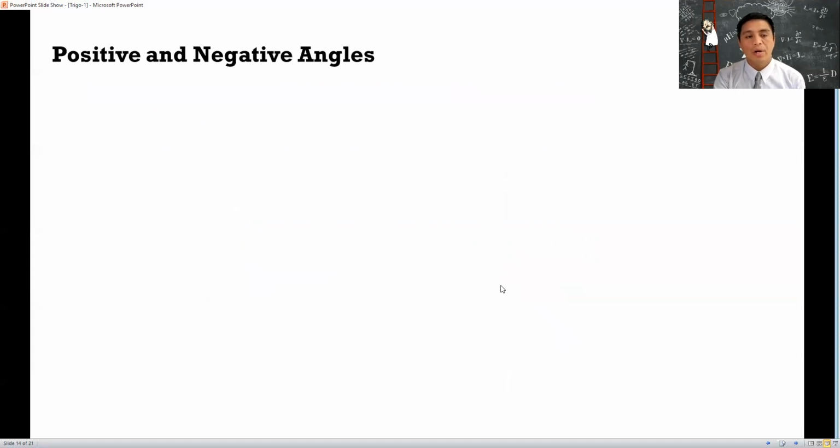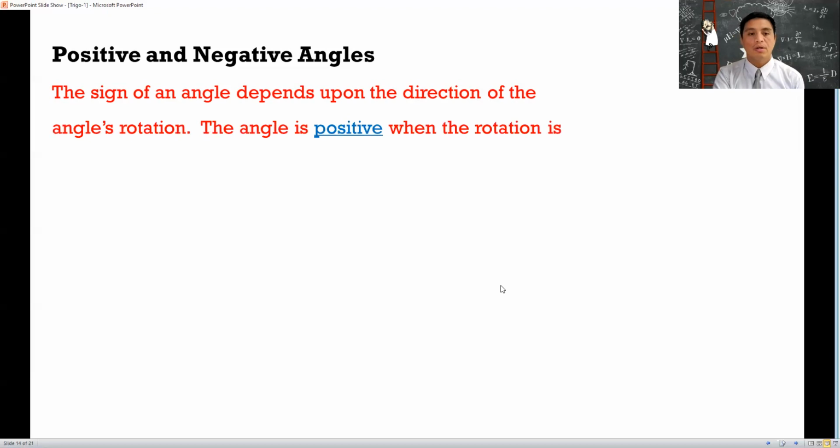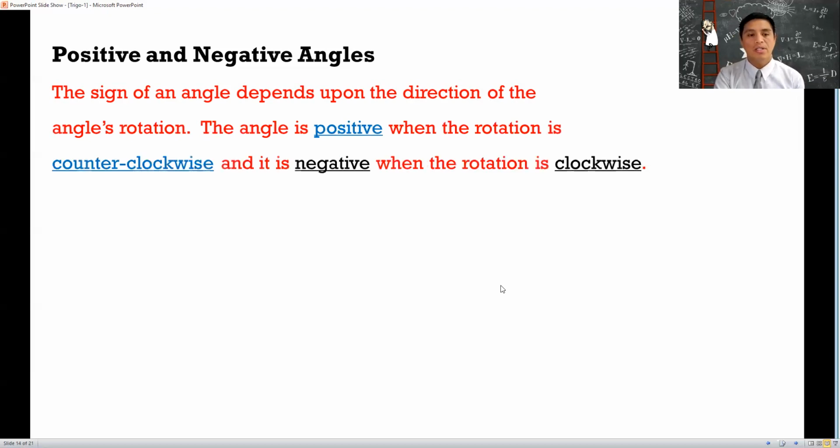And how do we identify positive and negative angles? The sign of an angle depends upon the direction of the angle's rotation. The angle is positive when the rotation is counterclockwise or anti-clockwise, which means opposite of the direction of the clock. And the angle is negative when the rotation is clockwise.